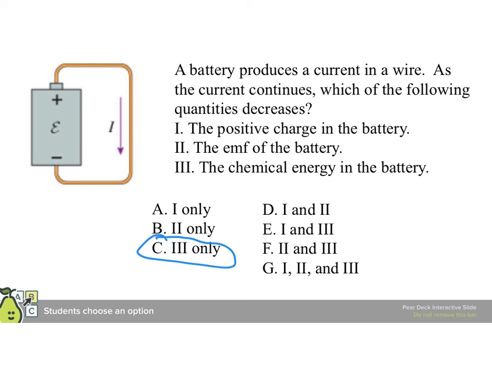Why doesn't the positive charge in the battery decrease? Because for every positive charge that is pushed through the wire here, another one is pushed onto the terminal. Otherwise, we'd be creating or destroying charge. How about the EMF of the battery? Well, that's controlled by the chemical reactions, and as long as those chemical reactions can occur, they'll create the EMF, so that's constant. But of course, as we push the charge through the wire and we give it some kinetic energy, that's got to come from somewhere, and it comes from the chemical energy of the battery.